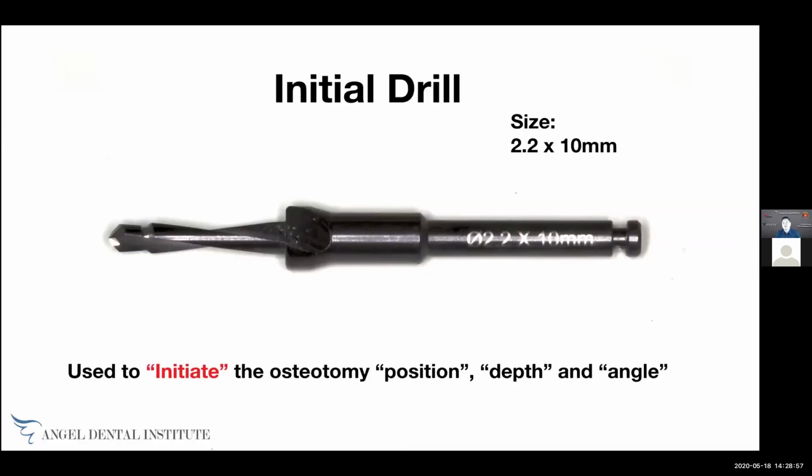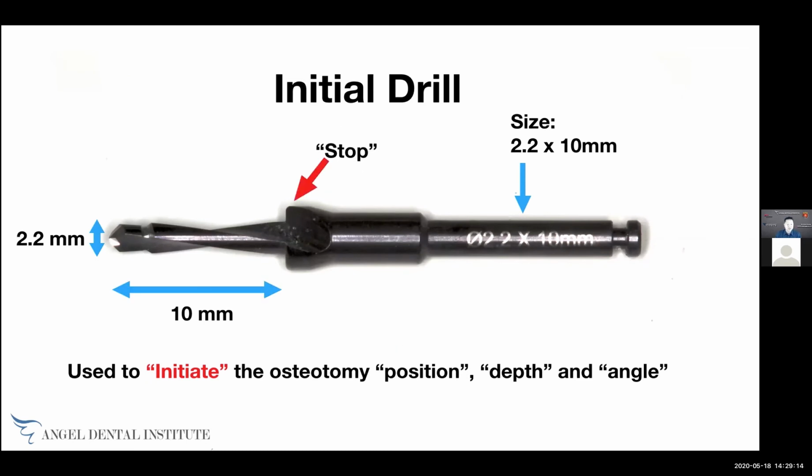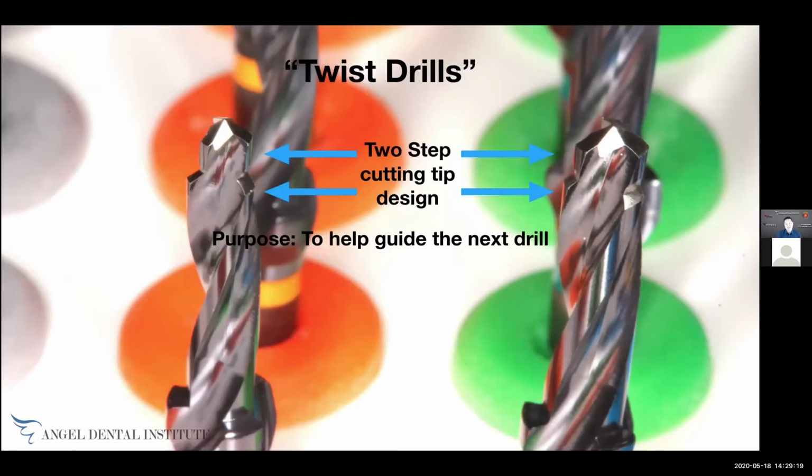There it goes. Okay, the initial size, 2.2 millimeter right here. It says 2.2 millimeter diameter by 10 millimeter in length. So 2.2 is the diameter here, and 10 millimeter is the length, okay? There's a stop right here to prevent you from going any deeper. The twist drills have a 2-step cutting tip design. If you look here, the top part is narrower than the second part below. The purpose is to help guide the next drill in the sequence, okay?